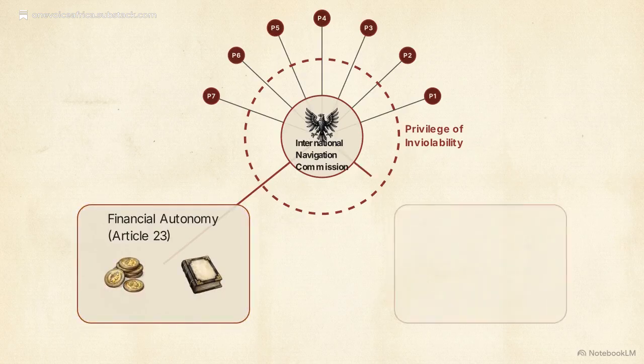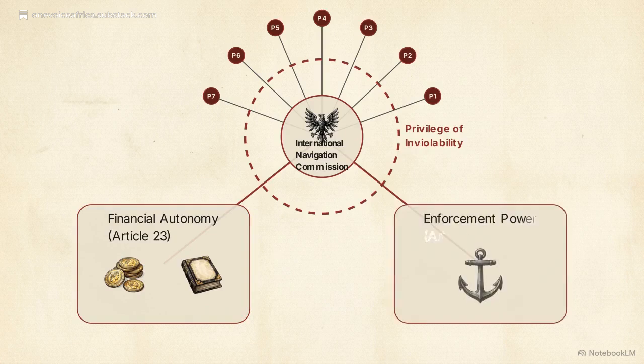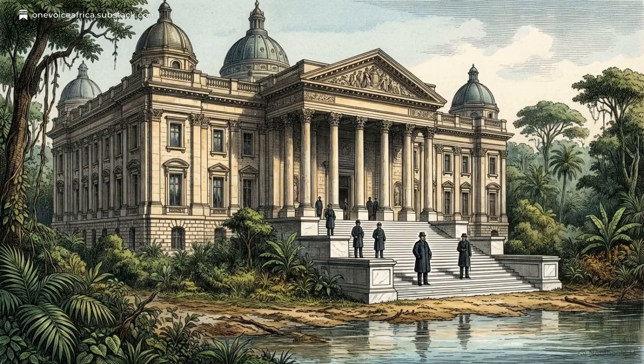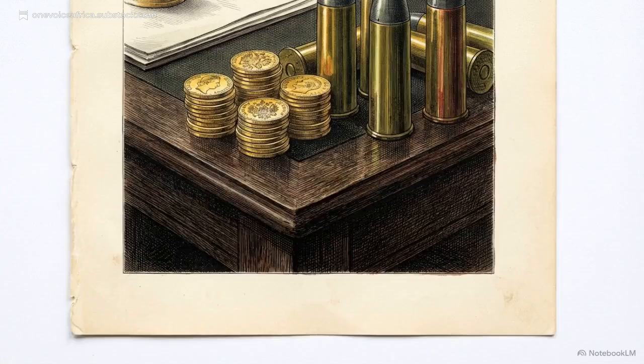Most significantly, Article 21 empowered the Commission to summon European war vessels to enforce its rules. The Commission's agents were even granted diplomatic inviolability under Article 18, protecting them from the laws of the territories they occupy. The treaty did not just set rules. It created a supranational proxy state with the military and financial power to ensure European access to the African interior.